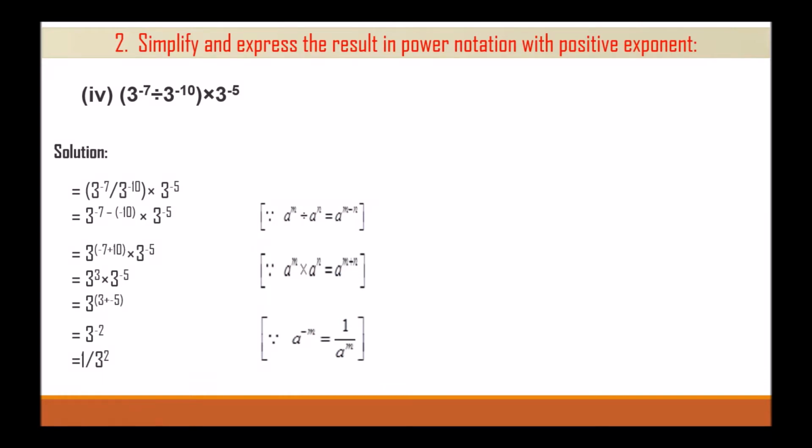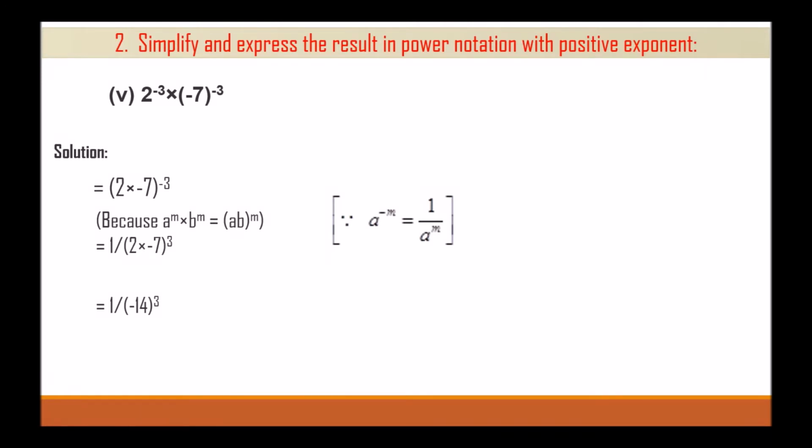Next, 3 raised to minus 7 divided by 3 raised to minus 10 into 3 raised to minus 5. So first we will do the division part, that is 3 raised to minus 7 minus bracket minus 10, into 3 raised to minus 5. So 3 raised to minus 7 plus 10 into 3 raised to minus 5. So minus 7 plus 10 is 3 raised to 3 into 3 raised to minus 5. Now 3 plus minus 5, that is 3 raised to minus 2. If it is minus, we will take the reciprocal of the number. So 1 upon 3 raised to 2.